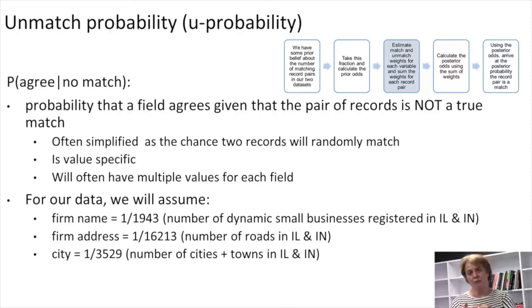Now, we also want to figure out the U probability, or the probability, not quite grammatically correct, of an unmatch. So we've got an M probability, the probability it's a match, and a U probability, the probability it's an unmatch. So what are we going to do? The probability that a field agrees, given that they're actually not the same thing. One way to think about it is it's the probability that two records just randomly match.